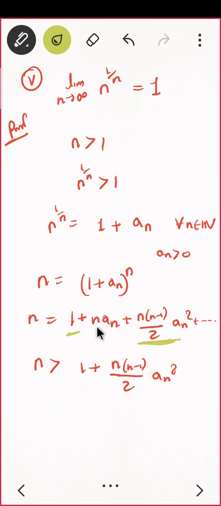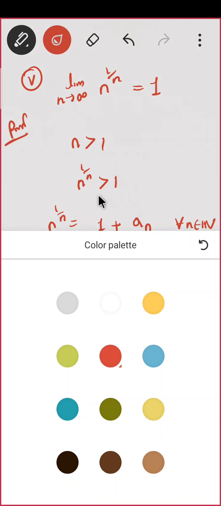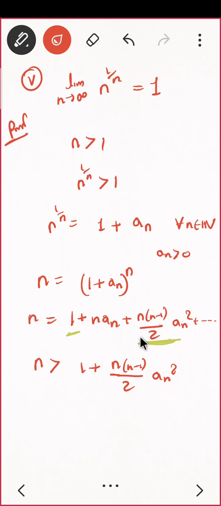I'm not taking n e_n here because here also it was n. So if I take n e_n, and n will get cancelled, or something will happen. I will not get any relation. So I need some n term after cancelling. That's why I'm taking 1 and this term. So I'm writing n is greater than 1 plus n into n minus 1 by 2 e_n square.